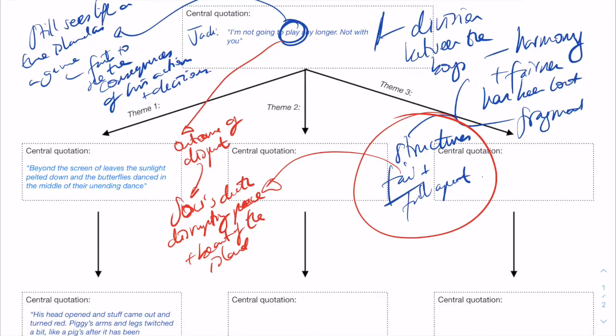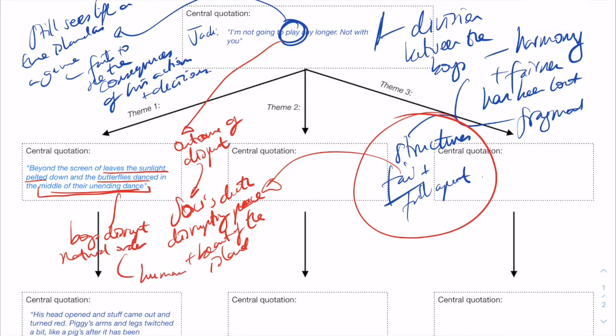And in that sense, this is increasing as the novel progresses, as we're moving into the final third of the novel in this chapter. So we have in this moment, the sunlight pelted down and the butterflies danced in the middle of their unending dance. Well, it's described as an unending dance, but the boys disrupt this. So the boys disrupt the natural order. Humans disrupt, therefore, in Golding's representation, the natural order.